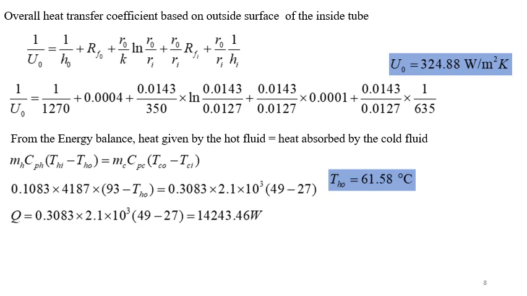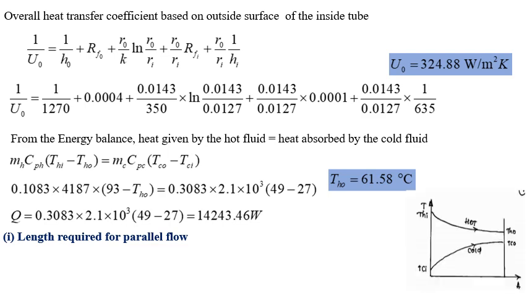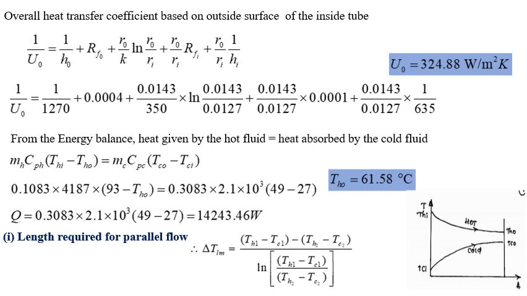This is asked for parallel flow as well as counter flow. So find out the length required for the parallel flow. Draw the temperature profile for the parallel flow and calculate delta TLM. Equate this equation: Th1 is known, Tc1 is known, Th2 is known, Tc2 is known. So substitute all the values and you will get the LMTD value. LMTD is equal to 32.228 degrees centigrade for parallel flow.